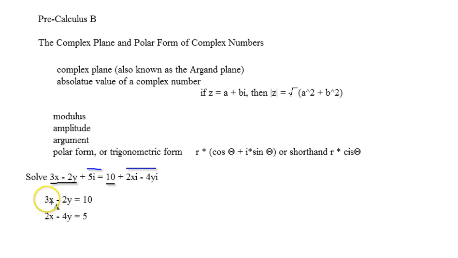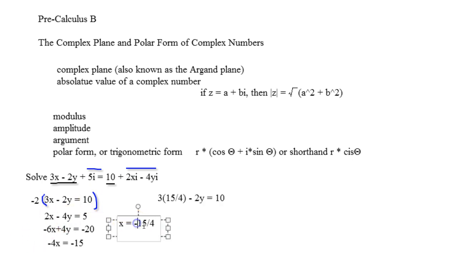Okay, so let me see if I multiply this by -2, I would get negative 6x plus 4y equals negative 20. Okay, and then I add those two together and I get negative 4x equals negative 15. So x would equal negative 15 fourths. Okay, and then you plug that back in and you'll be able to find it.